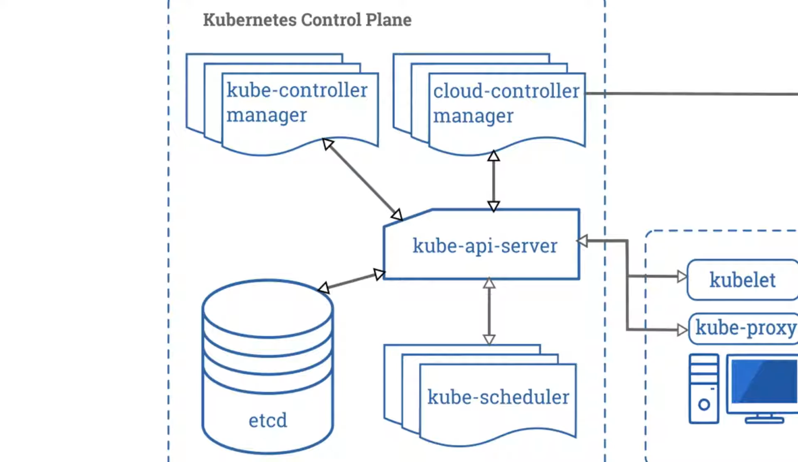Let's have a look at the control plane components. Kube API server exposes the Kubernetes API. It is the front end for the Kubernetes control plane. Kube scheduler watches for newly created pods and selects a node for them to run on. etcd is a highly available key-value store used as Kubernetes' backing store for all cluster data. Kube Controller Manager runs controller processes such as node controller, replication controller, endpoints controller, and service account and token controllers. Cloud Controller Manager is for the interaction with the cloud providers.